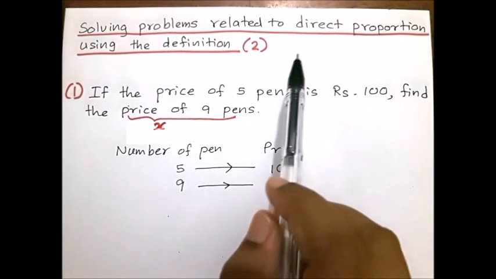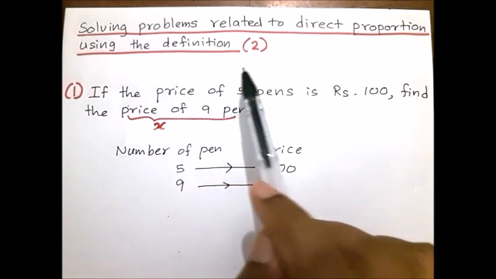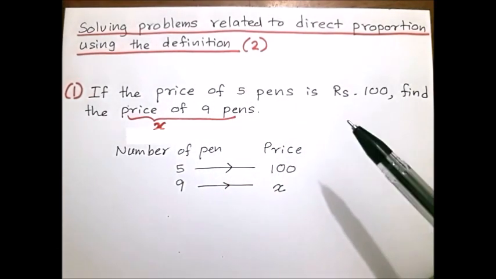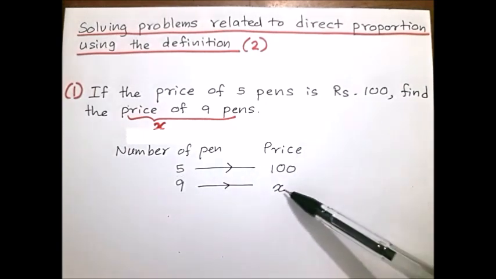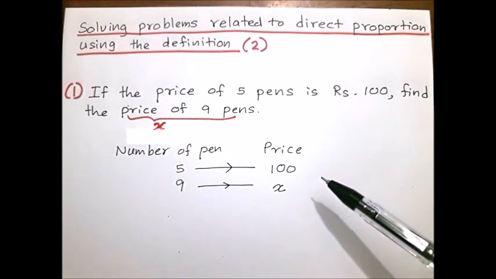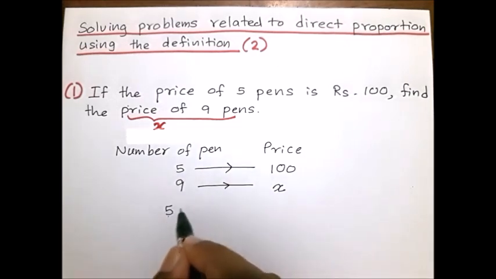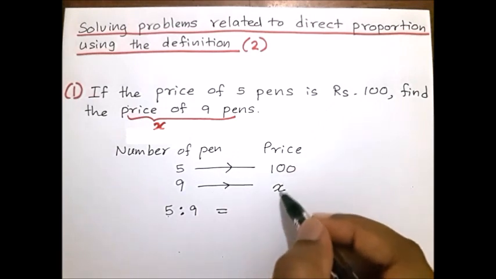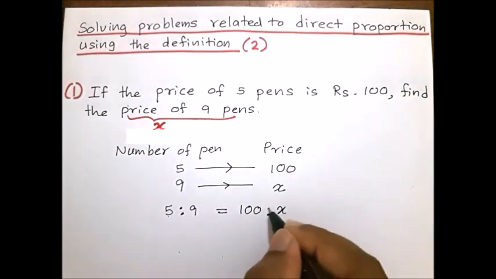Now again look at this topic. Solving problems related to direct proportion using the definition. What is the definition of direct proportion? It says if one quantity increases, the other quantity also increases in the same ratio. So the ratio between these two, we can write it as 5 to 9 is equal to the ratio between these two, 100 to x.